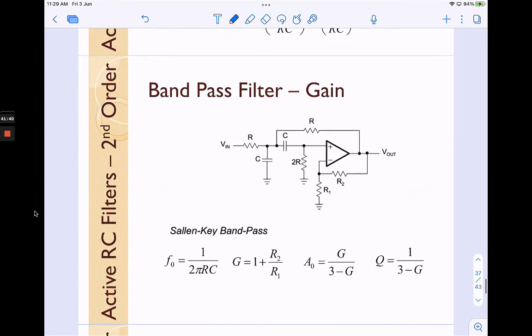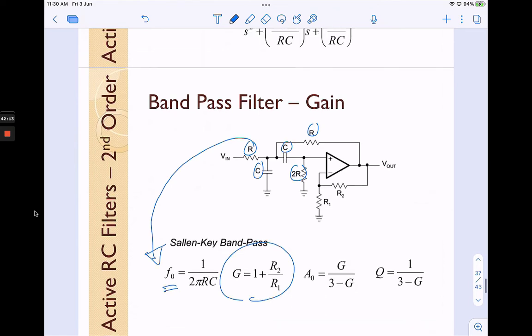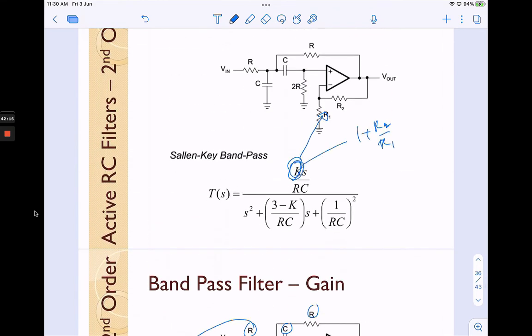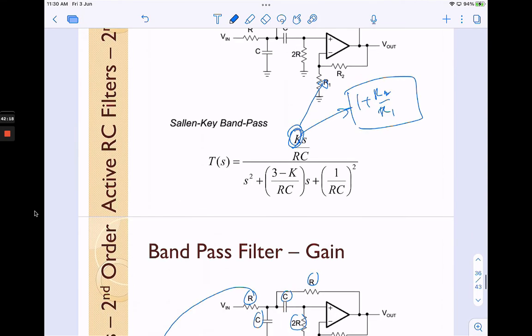For the band pass filter, you can find the center frequency. The center frequency for the band pass filter is 1 over 2 pi RC. In this case we have the same R and same C. You can find the cutoff or center frequency at 1 over 2 pi RC, and the gain is given by G equals 1 plus R2 over R1. In this case we have K, so the gain is 1 plus R2 over R1.